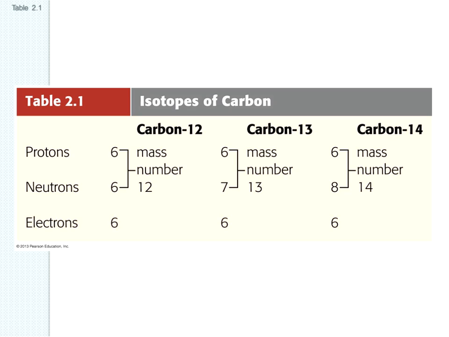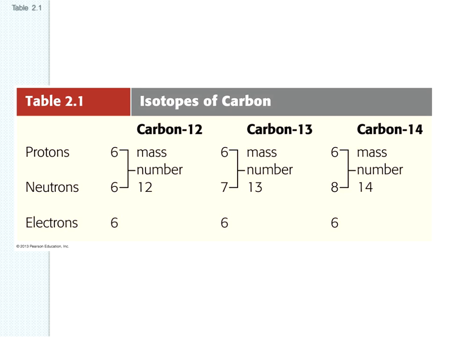So for isotopes of carbon, we have one called carbon-12. It has 6 protons and 6 electrons. Carbon-12 has a mass number of 12. That means there's 12 particles in the nucleus. 6 of them are protons, so the rest are neutrons. Carbon-13 has a mass number of 13. 13 particles in the nucleus. 6 of them are protons, so the rest are neutrons.